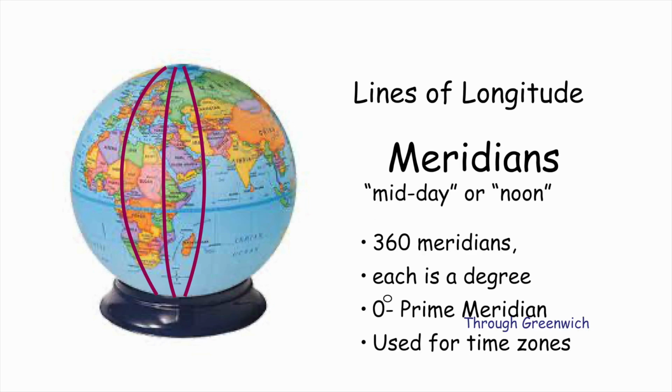The lines of longitude are imaginary lines that run in a north-south direction on the globe. They're also called meridians, and the word meridian means midday or noon. As the Earth is a sphere, it can be divided into 360 degrees, and each degree is represented by a line of longitude or a meridian that joins both the poles. The prime meridian or the 0 degree meridian is the most important meridian. It passes through Greenwich in London, and therefore it's called the Greenwich Meridian.